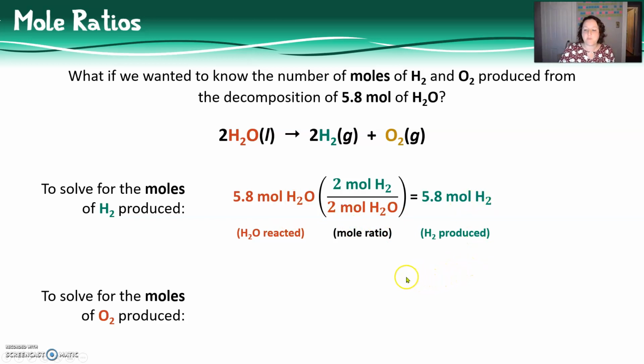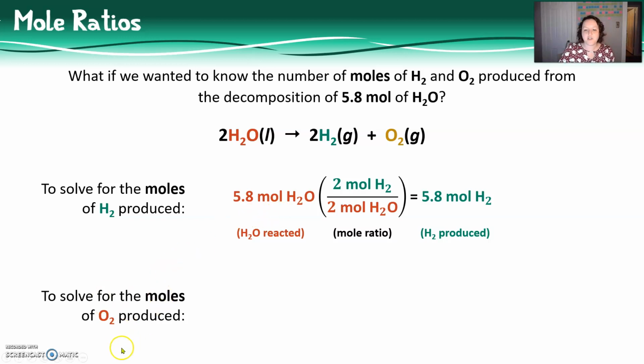The mole ratio between hydrogen and water is 2 to 2, but it may also be referred to as a 1 to 1 ratio because the number of moles of hydrogen produced will always match the number of moles of water that reacted. That is the basis of a 1 to 1 ratio.